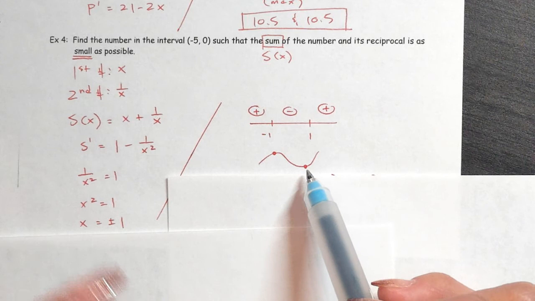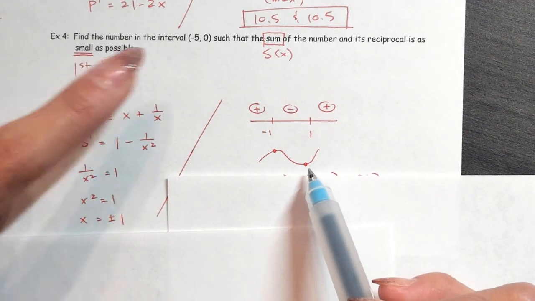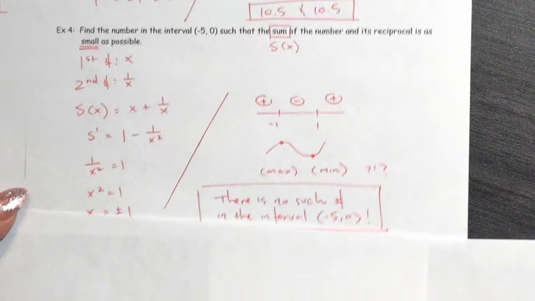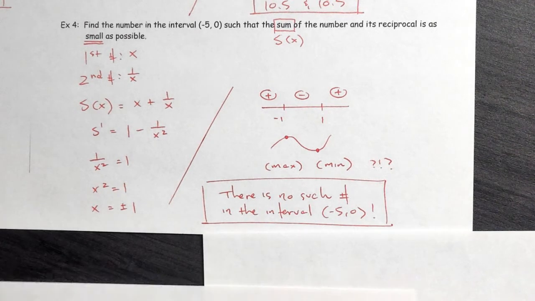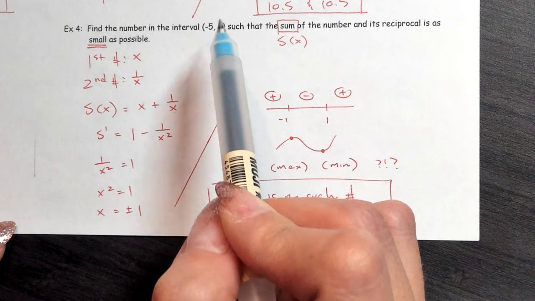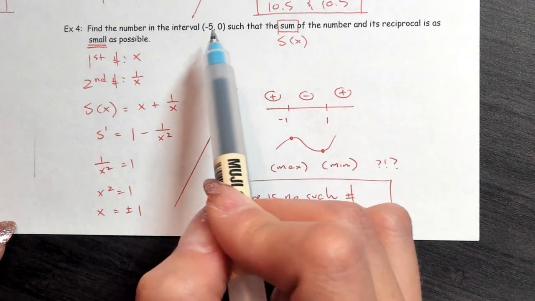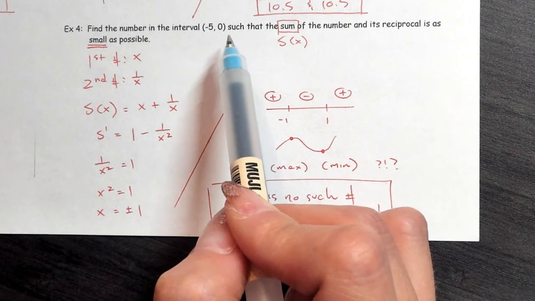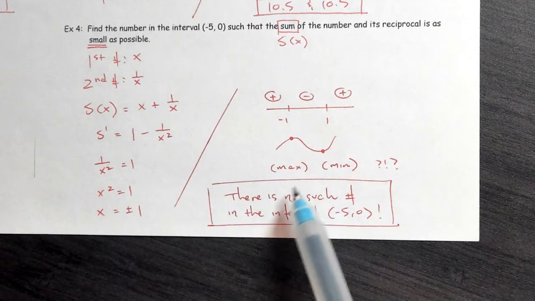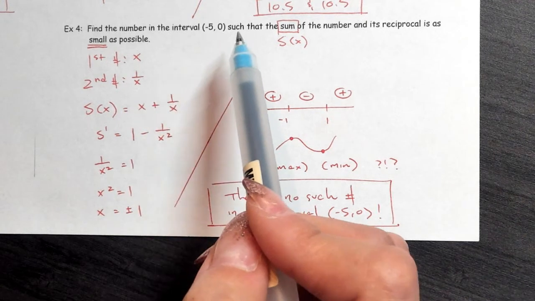Okay, I'm looking for a minimum, but my interval is this. So is this between this? No, there's no such number in the interval -5 to 0. There is a number in the interval 0 to 5. There is only a maximum in that. And because these are not endpoints, right? This is parentheses. Because they're parentheses, we can't say that the answer is -5 or 0, because -5 and 0 don't count.